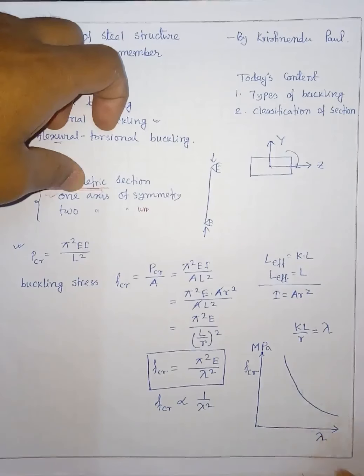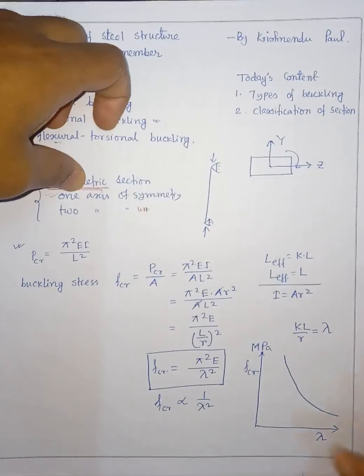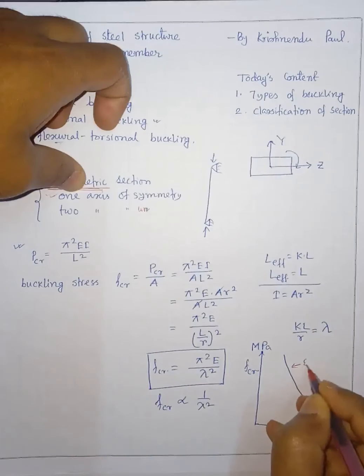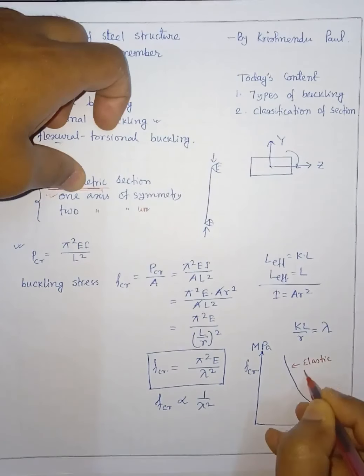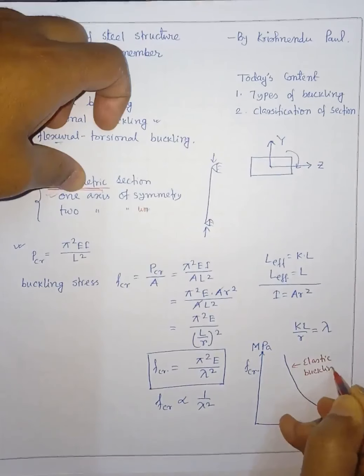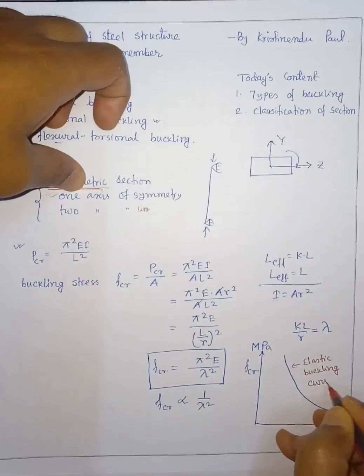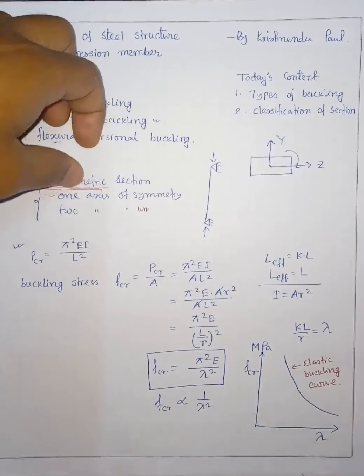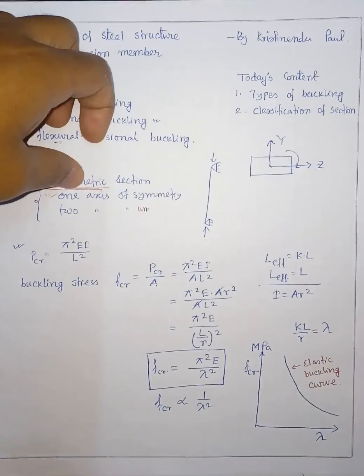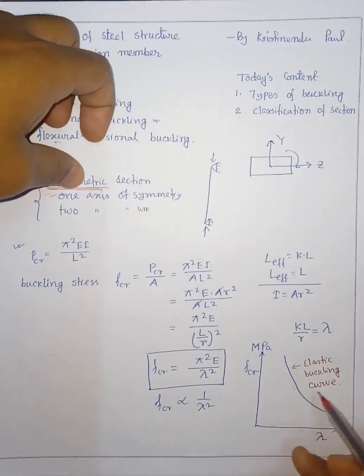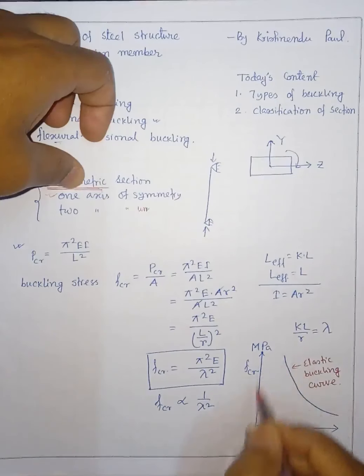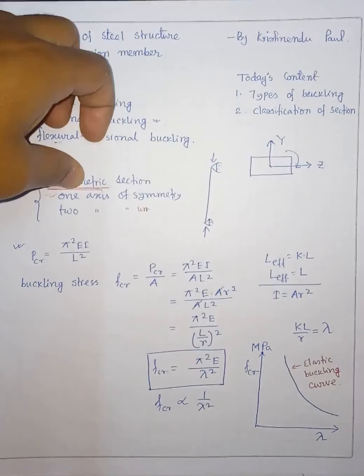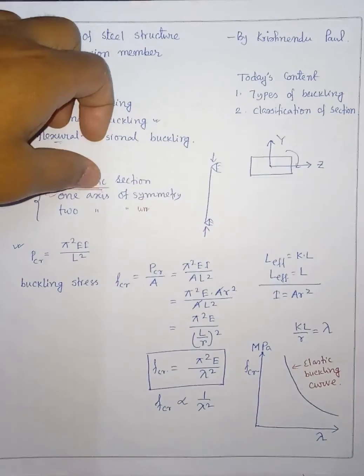So you have to remember this curve. This curve is called the elastic buckling curve. This buckling is happening within the elastic limit, as I have explained in my first video lecture on compression member. So this buckling is elastic buckling. So you have to remember this behavior. Let us go to the next page.